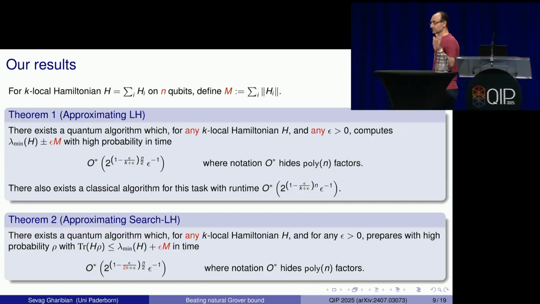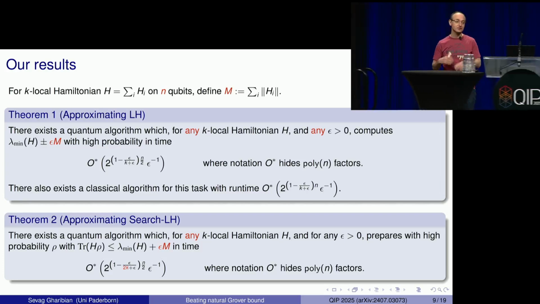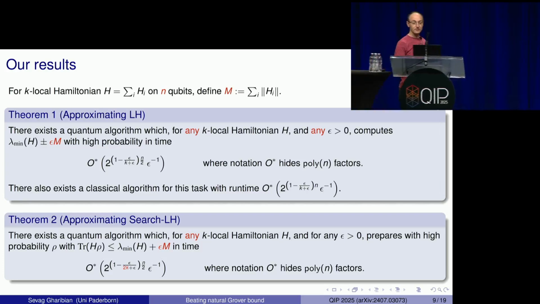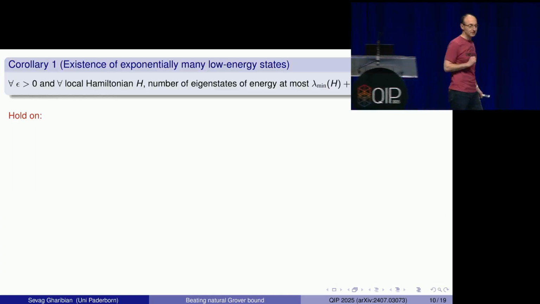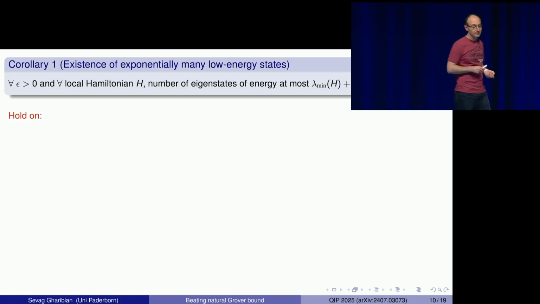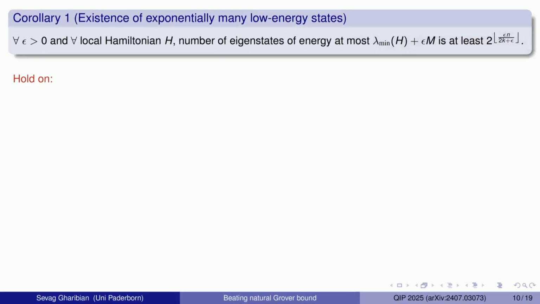So these are our 2 main results. Now, there are a few small corollaries I do want to mention. The first of these is perhaps a bit surprising. Personally, I view this as maybe the most interesting part of this work. This one says that for any k-local Hamiltonian H, the number of eigenstates within this energy bound is exponential.